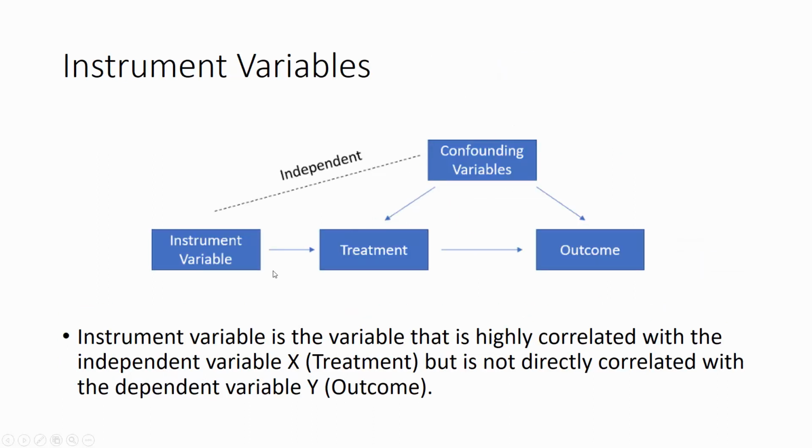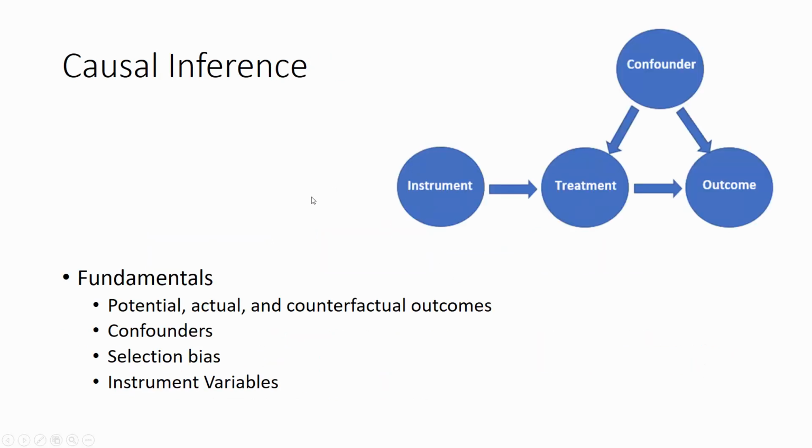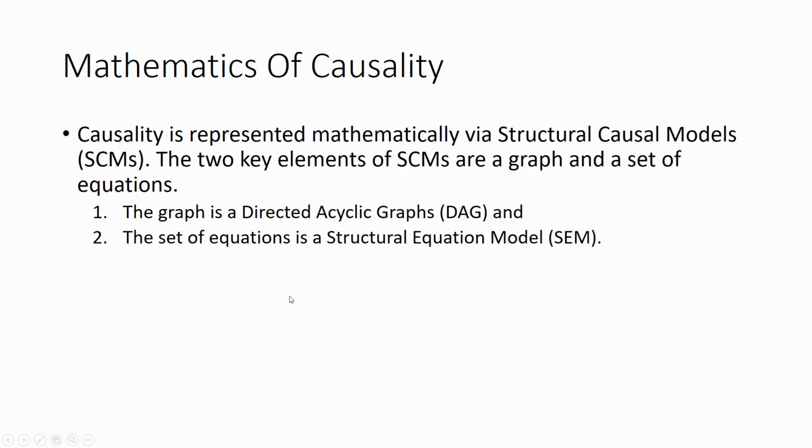Instrument variables are variables that are highly correlated with the treatment. It feels like they'll be causing the outcome along with the treatment, but they have no impact on the outcome. They are arranged like this. The instrument variable is correlated with the treatment. There are confounding variables, and then there is an outcome. Causal inference is fundamentally based on a couple of things like potential, actual, and counterfactual outcomes, confounders, selection bias, and instrument variables. The mathematics of causality is described by two things.